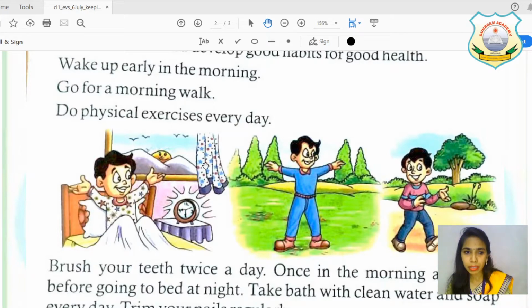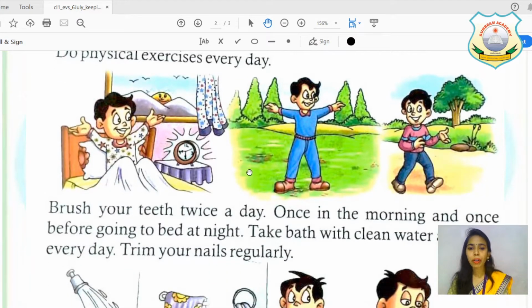So it is recommended, children, that every day you should do some physical exercises. But at your age, I won't recommend you to exercise more than 20 minutes. Just 20 minutes of exercise is more than sufficient for you. In the morning you have to do it on an empty stomach, not after having breakfast. Empty stomach you have to do the exercise.